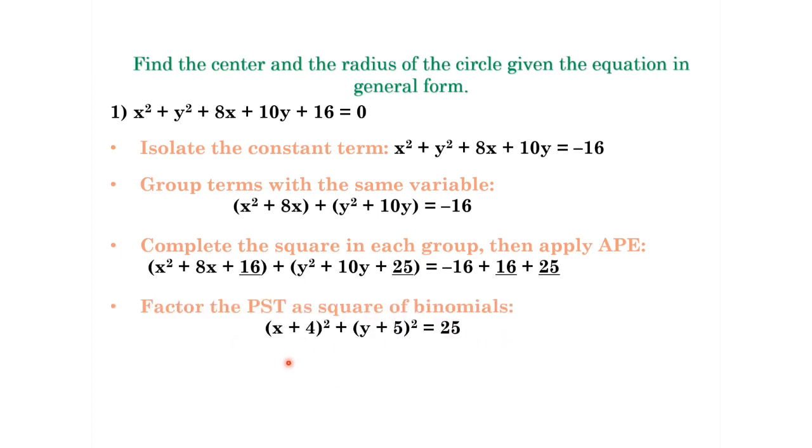How did we get the factor of the PST as quick as this? Why is it now in standard form? Basically, get the square root of x squared, the answer is x. Square root of 16, the answer is 4. Since the middle term is positive, this should be plus. This one, y squared, square root of that is y. Square root of 25 is 5. The sign of the middle term is plus, so this should be plus. Negative 16 plus 16 plus 25 is equal to 25. And that's the final answer. Hence, the center is negative 4, negative 5, and the radius is 5.